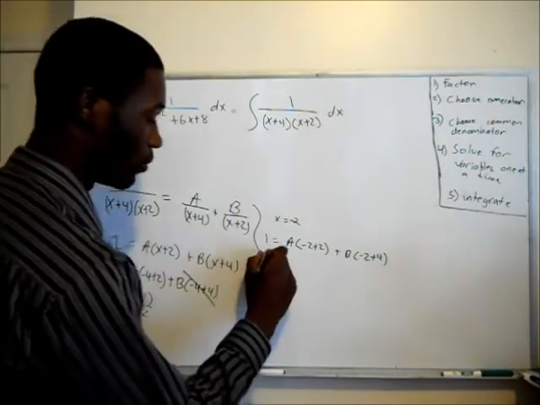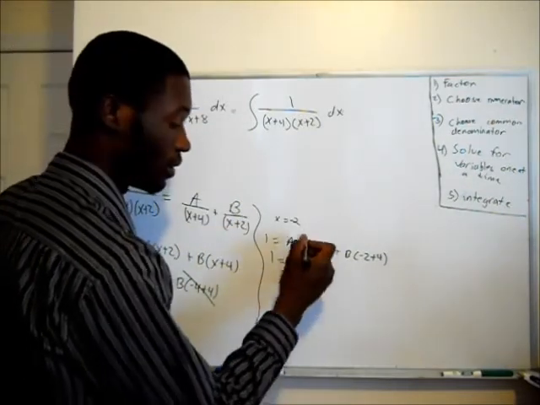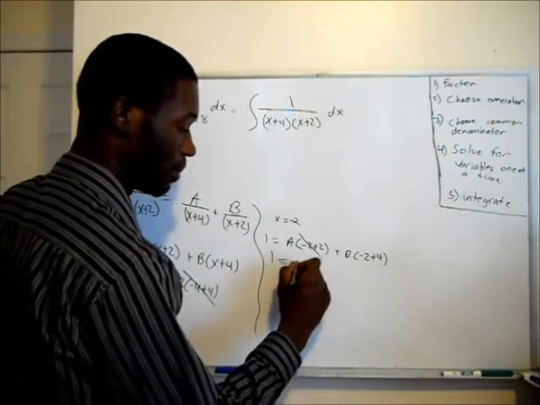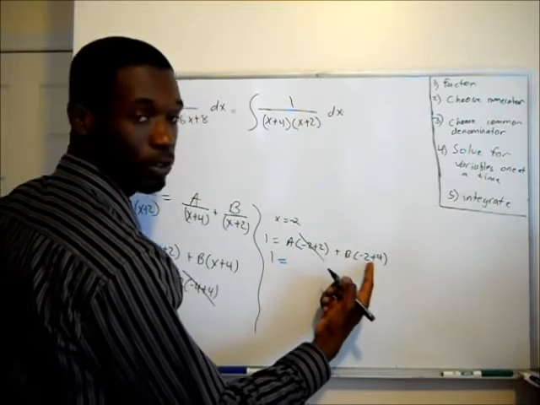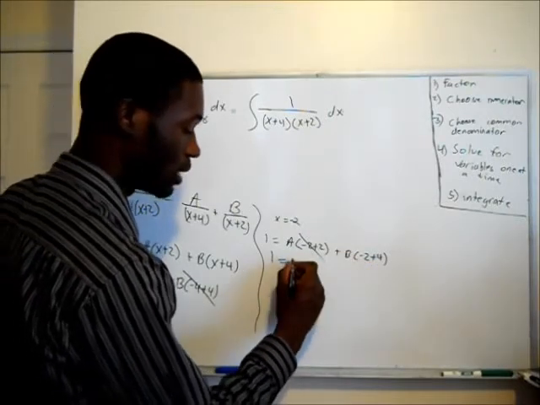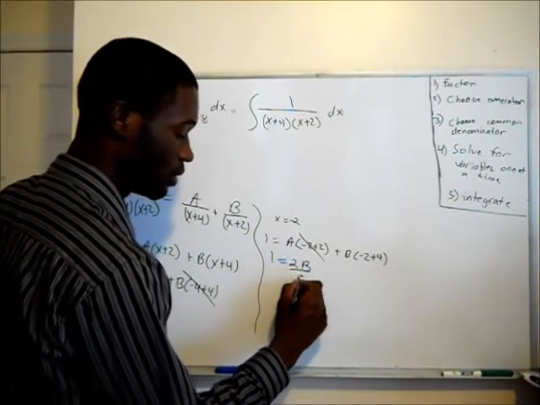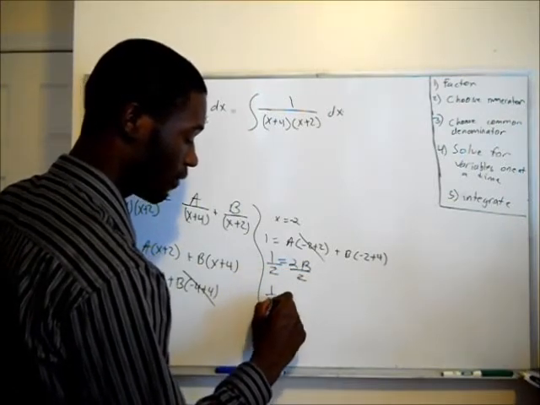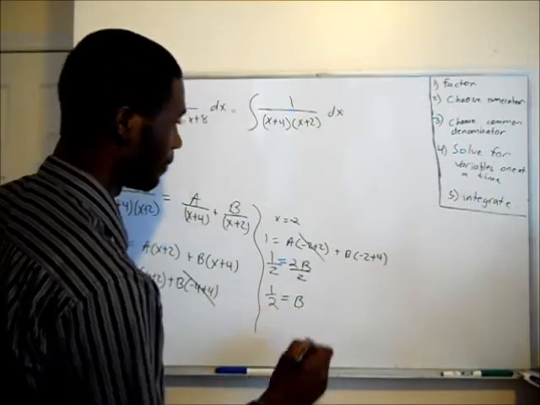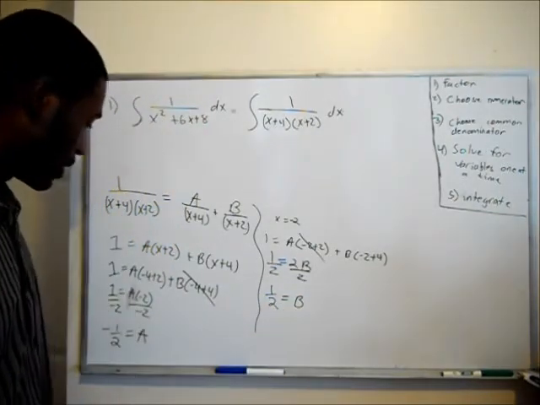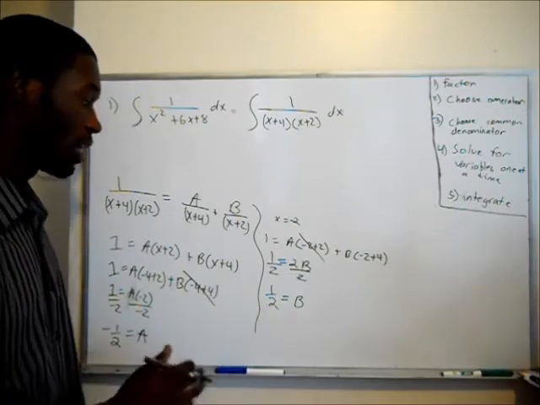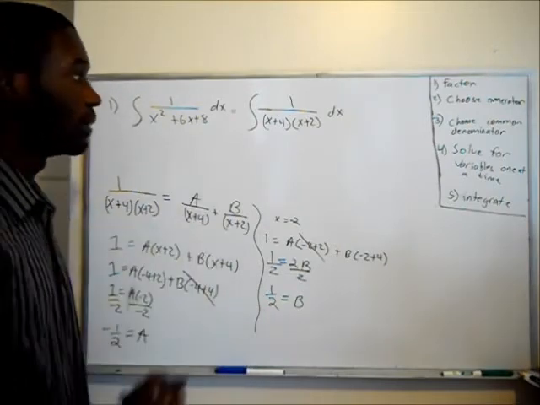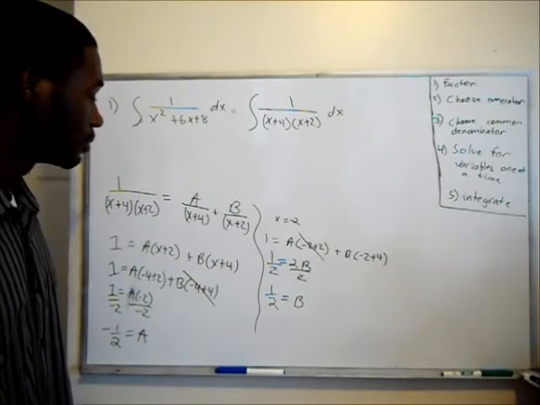Okay? So now I have 1 equals a times 0, so this is gone, plus it's just going to be b times -2 plus 4, so it's going to be 2 times b. Now divide by 2, so 1/2 equals b. So now I've concluded and I've found out that my a has to be equal to -1/2, and my b has to be equal to 1/2.